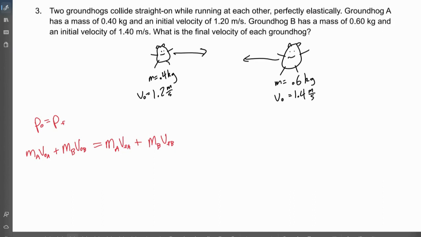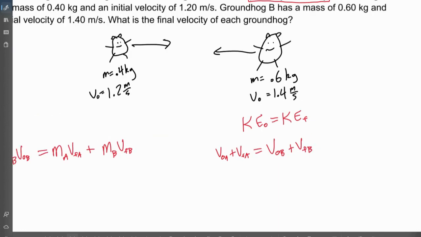But what else do we know about this collision? We know it is perfectly elastic. So that means that our kinetic energy initial has to equal our kinetic energy final. Has to. Which means V naught A plus V final A has to equal V naught B plus V final B. Right? That's our shortcut equation.